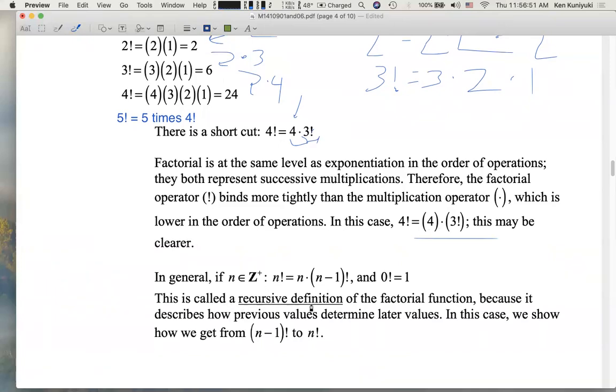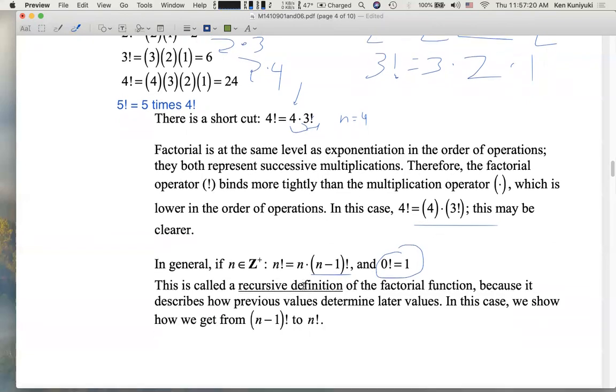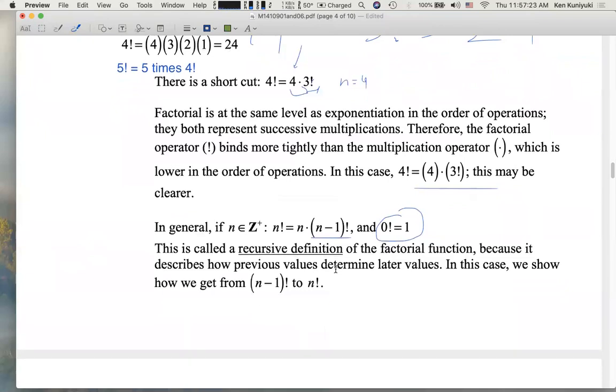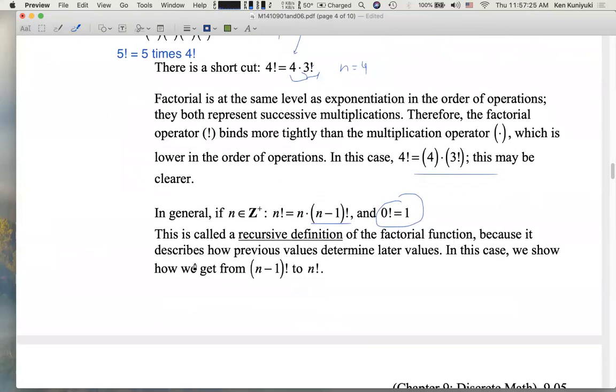Speaking of the recursive definition of the factorial function, remember 0 factorial is 1. And then to get the new factorial, n factorial, you take the previous factorial, n minus 1 factorial, and multiply by n. Like here, this is the case where n equals 4. To get 4 factorial, you take the old factorial, bring in the new number. Again, to get n factorial, take the old factorial, bring in the new number, the new integer. Again, this is called a recursive definition of the factorial function because it describes how previous values determine later values. Okay, it's like climbing a ladder.